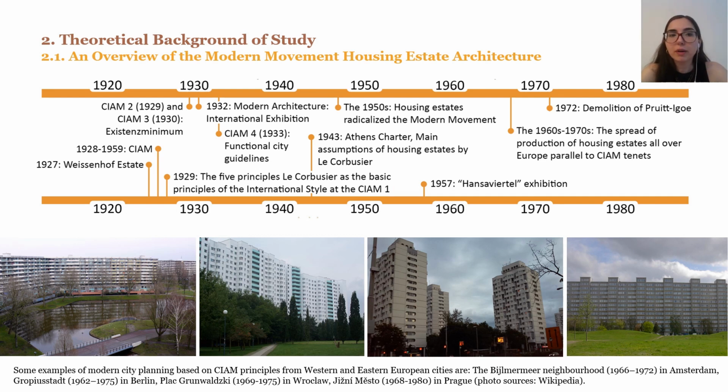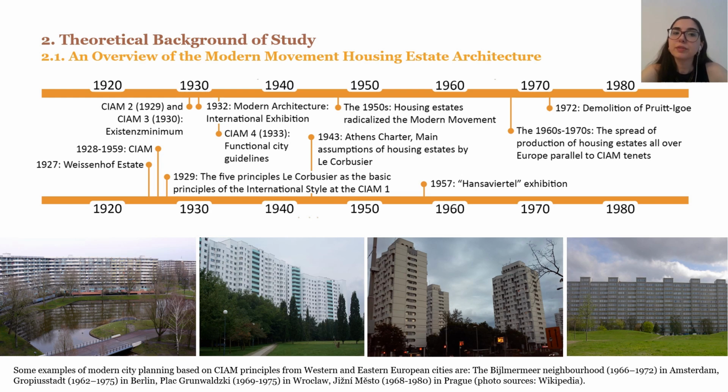If we talk about the theoretical background, we will first focus on modern housing estates in general. CIAM, which focused on whole areas of architecture, was influential in disseminating the modern movement to all geographies. Its ideas and decisions influencing the development of architecture and urban planning were later implemented in housing estate projects worldwide. As a result of CIAM-4, which established the functional city guidelines for urban planning, the main assumptions of housing estates were formulated in the Athens Charter of 1943.